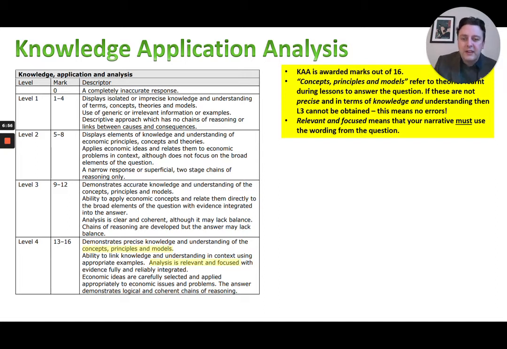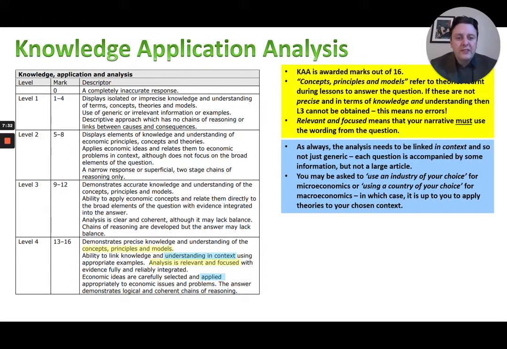The next point says analysis is relevant and focused. So your narrative must use the wording or the evidence from the question. Now, that's another key pitfall: some students will just see the question and then throw out everything that they know about that topic area. What you want to do is keep it very focused on the question. Always answer the question.